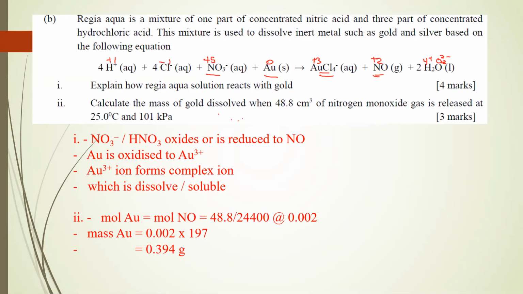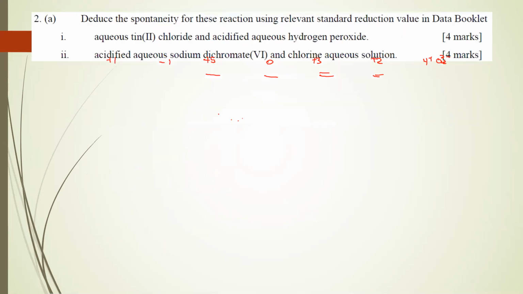Okay, so that is for question number 1. Immediately we go to question number 2. Deduce the spontaneity of a chemical reaction using a relevant standard electrode potential. This question is a little bit challenging because you need to find the half equations that are suitable for the reactions by using the E° value. The E° value can be found at the back page of the notes or the books that you bought through me.